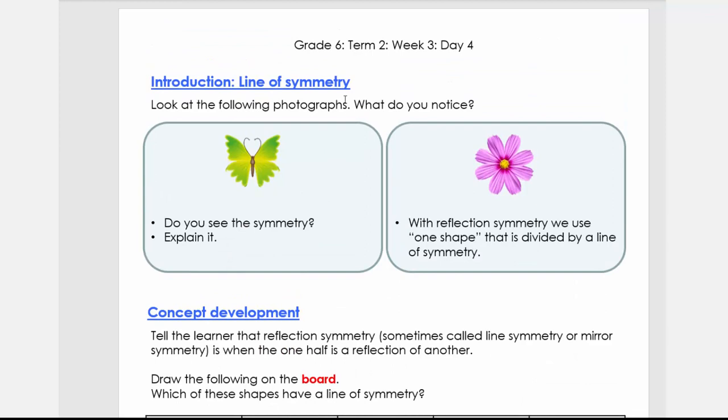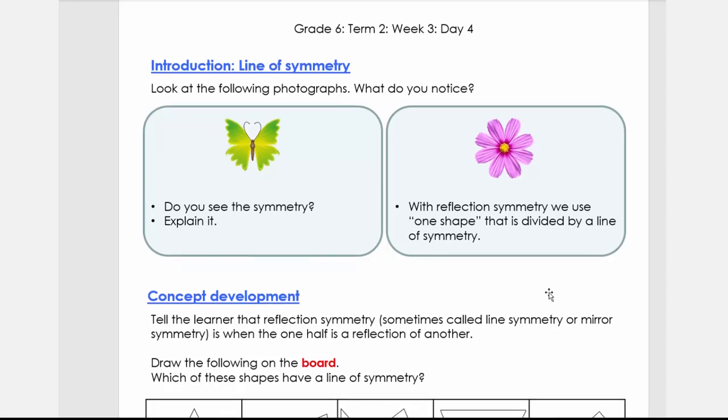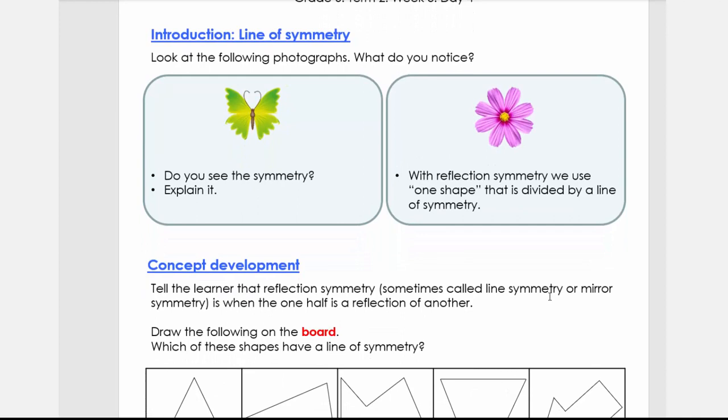Okay, let's then start with the introduction of the lesson. So the line of symmetry, you can show the learners this picture and say, do you see the symmetry, and explain it. And then we're going to look at this flower. With reflection symmetry, we use one shape that is divided by a line of symmetry. Then you can just draw a line of symmetry on here if you're on your interactive board, otherwise the child can just copy the flower and then draw a line of symmetry or make his or her own flower.